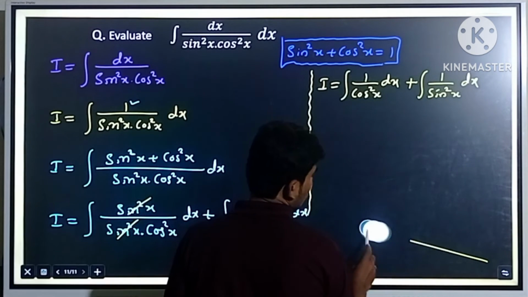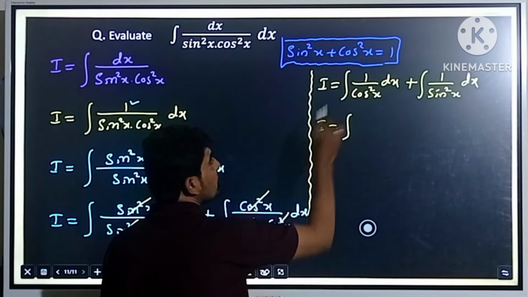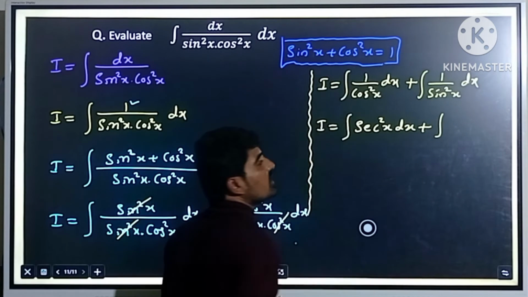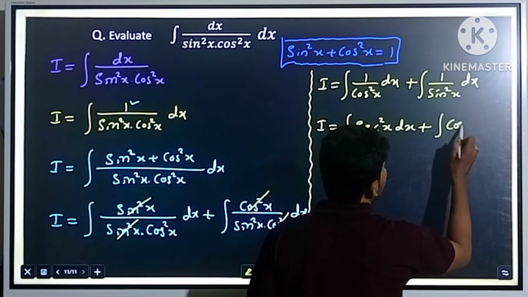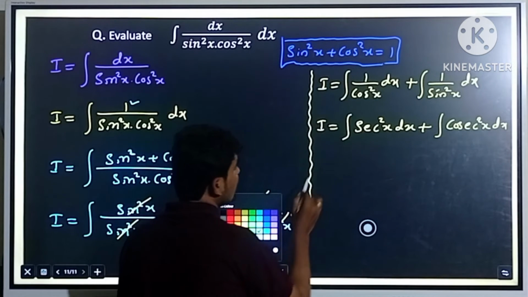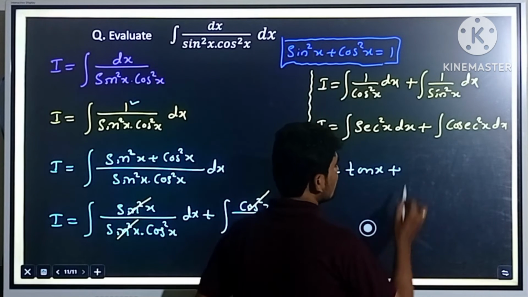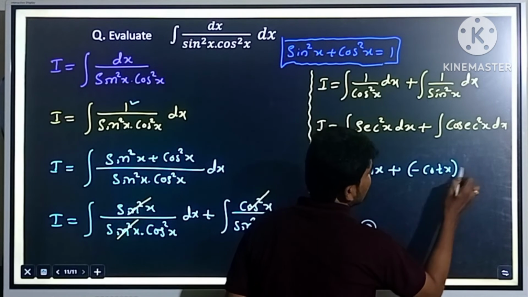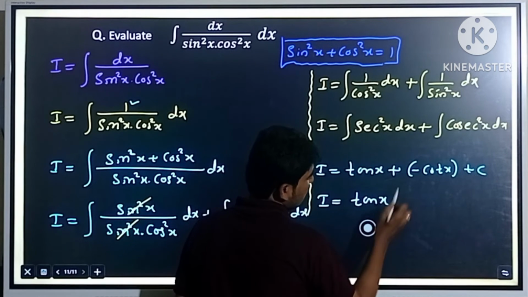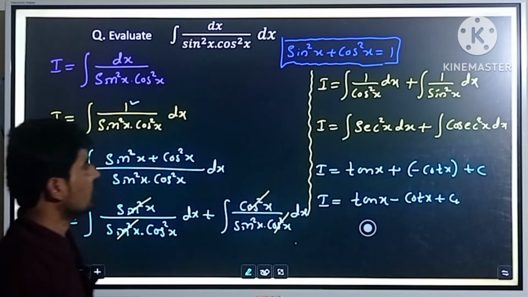Therefore I is equals to integration of, we know that 1 by cos square x is secant square x dx plus integration of 1 by sin square x means integration of cosecant square x dx. And we know that integration of secant square x is tan x plus integration of cosecant square x is minus cot x plus integral constant c. Therefore, the final answer is I is equals to tan x minus cot x plus c. I hope all of you understood.